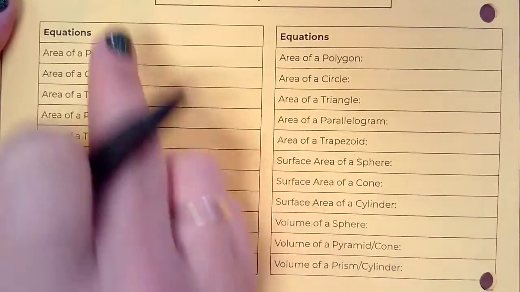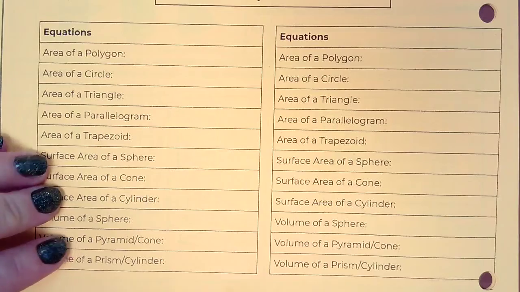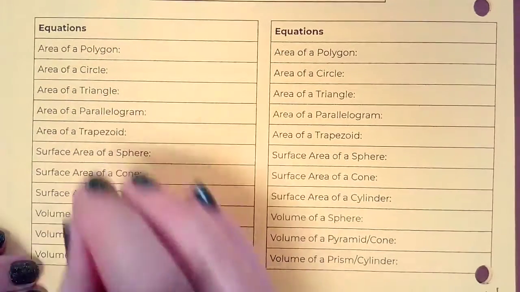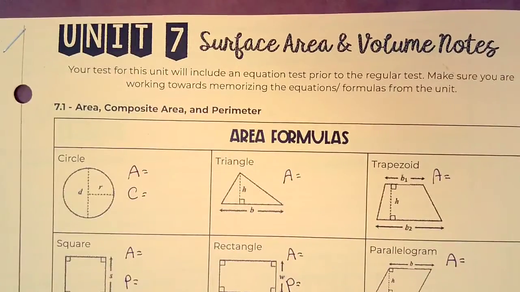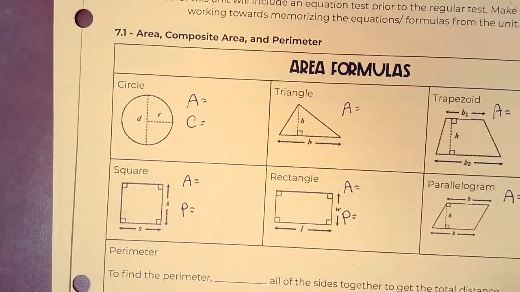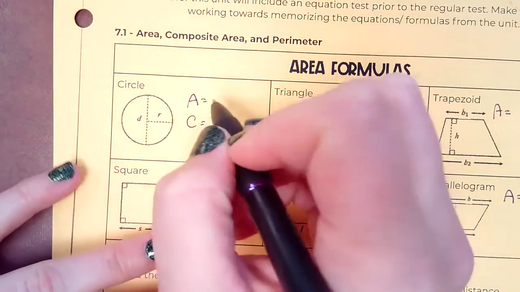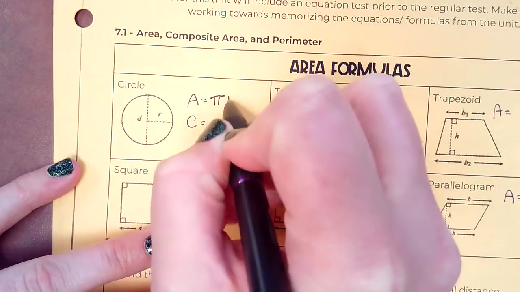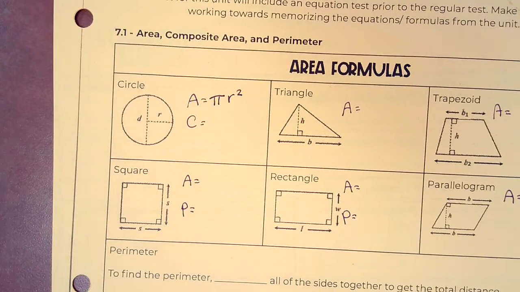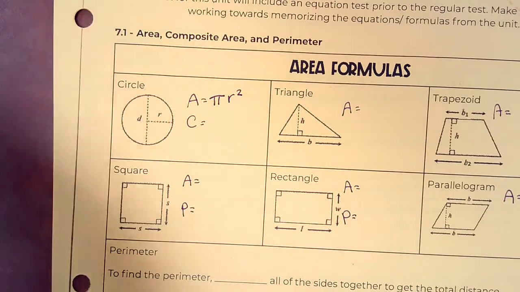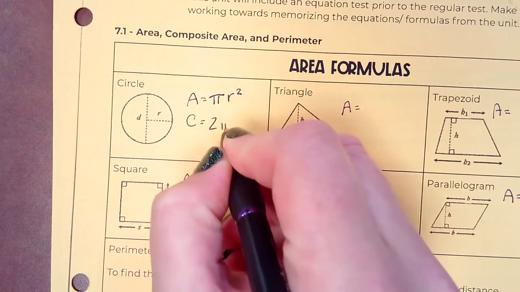And then underneath here are some examples of the equation tests that you can practice writing them. I recommend making flashcards. So first, area formulas for a circle. Area equals pi r squared. Having circumference would be pretty good too. Circumference is similar to your perimeter. For a circle, it would be 2 pi r.